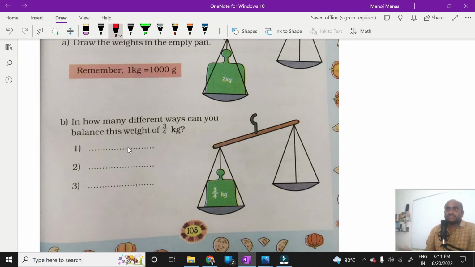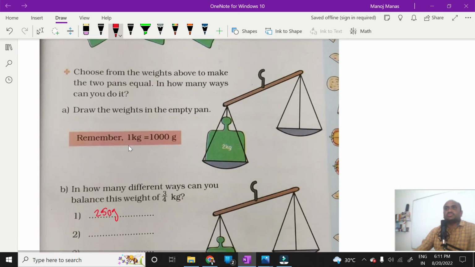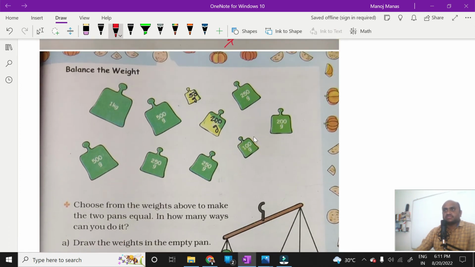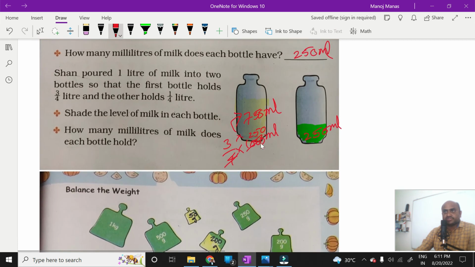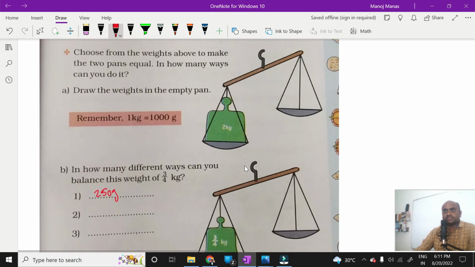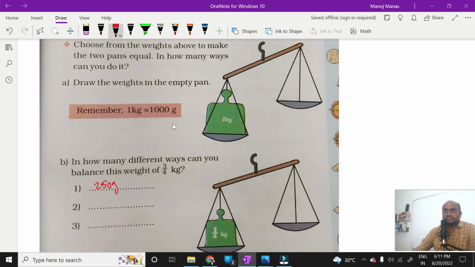First, we will take 250 grams. From the weights above, 250 plus 500 will become 750. So how much is 3 by 4 kg? Just now we have calculated, it is 750 only. Even though 3 by 4 kg is written here, you can assume it as 750 grams. So 250, we don't have a 250, right? So we have 200 grams.